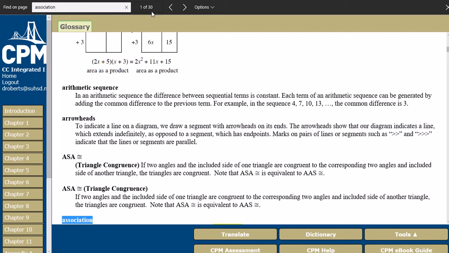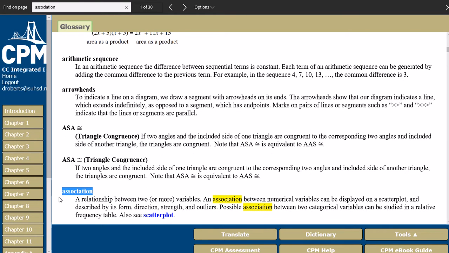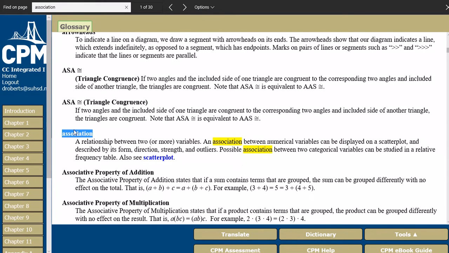And you can see there's 30 times that the word association occurs in this document. And fortunately, the very first one is the alphabetical association, right? So it's a relationship between 2 or more variables. An association between numerical variables can be displayed on a scatter plot and described by its form, direction.